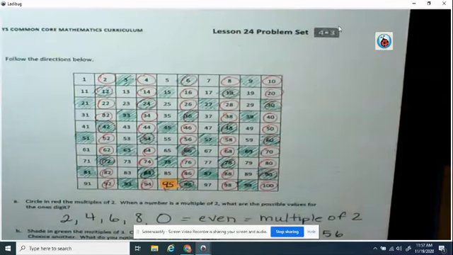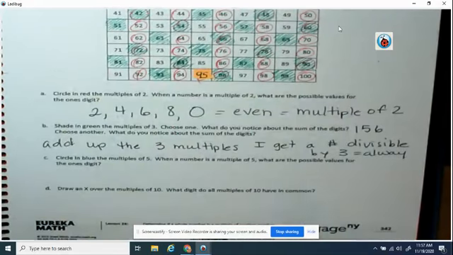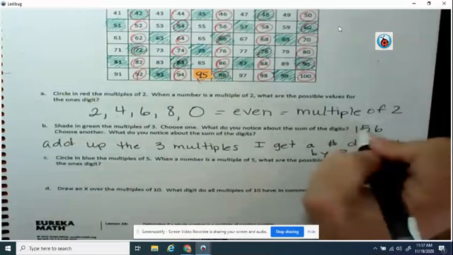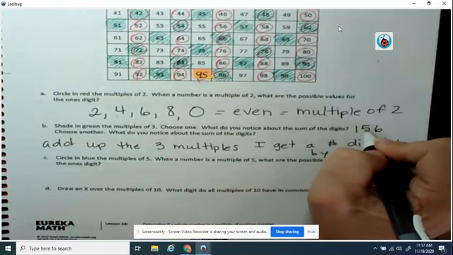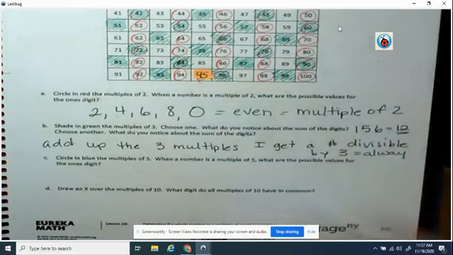156. Okay, let's try 156. If I add that up, 1 plus 5 is 6, plus 6 more equals 12. 12 is divisible by 3, so 156 is divisible by 3.